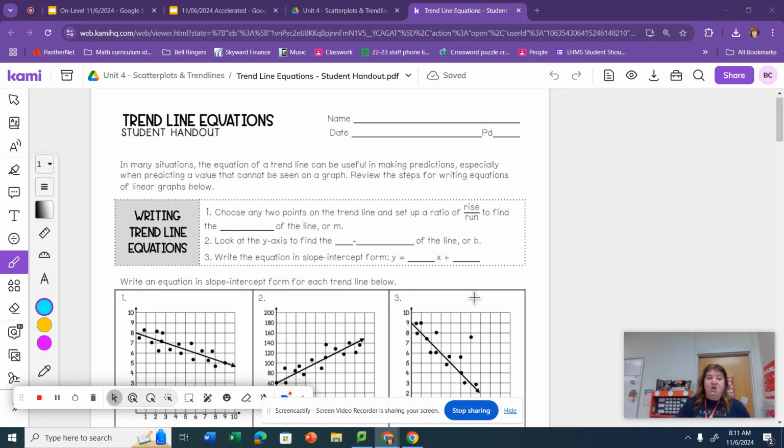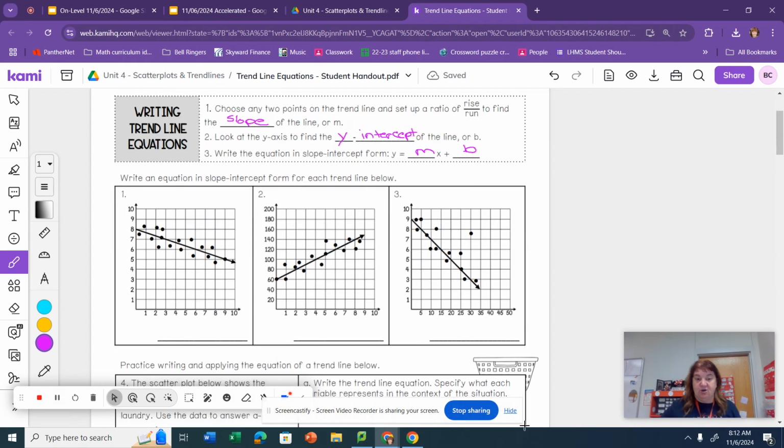So let's get started. Writing trend lines, we talked about this yesterday. You're going to choose any 2 points on the trend line and set up the rise over the run to find the slope. And again, you guys should know how to find the slope of the line, or the letter m. You look at the y-axis to find the y-intercept of the line, or the b, and then you write the equation in slope-intercept form, which is y equals mx plus b.